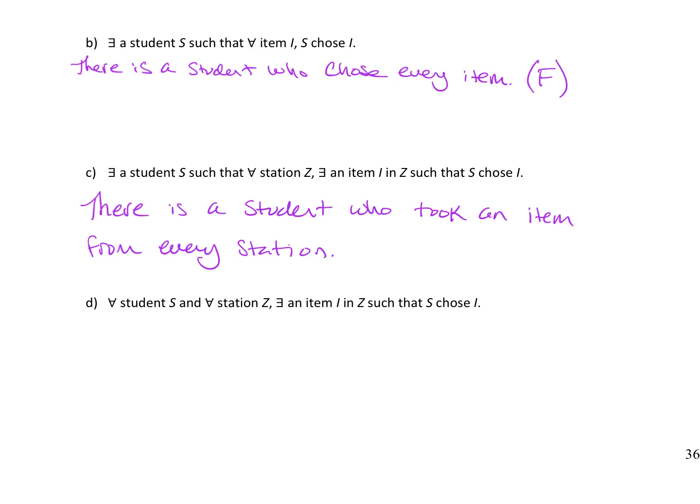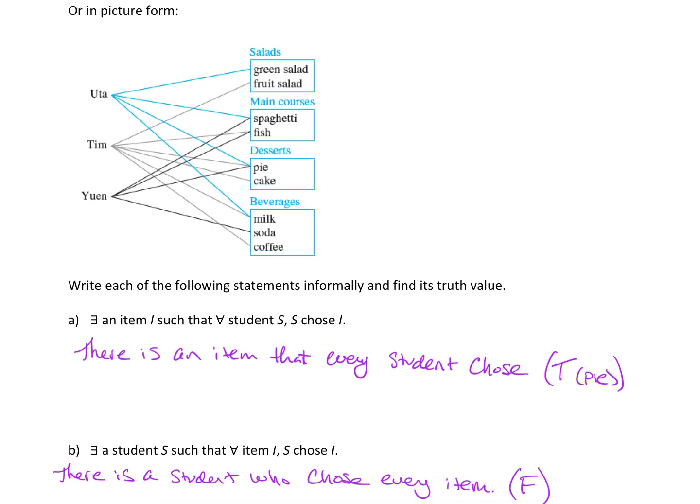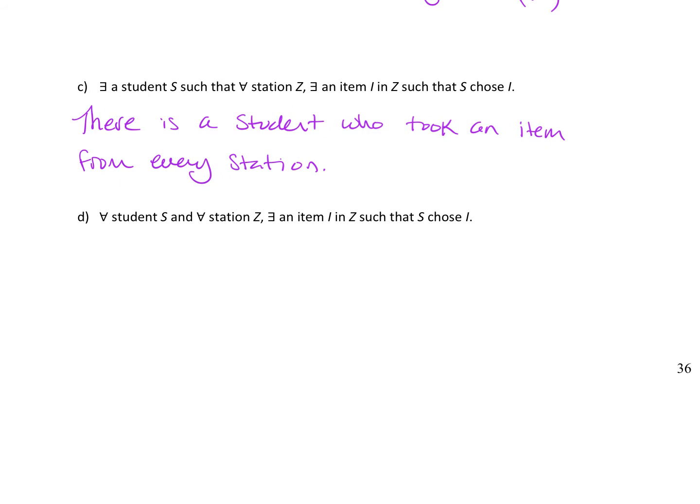And let's see if that's true. See, Uda took an item from every station. So did Tim. Ewan did not, but Uda and Tim did, so this is true. We only needed one for it to be true.